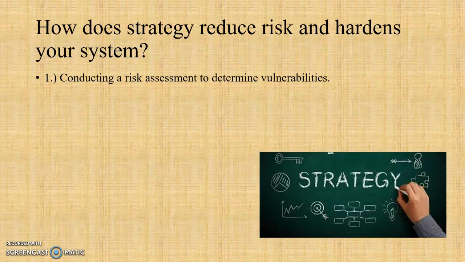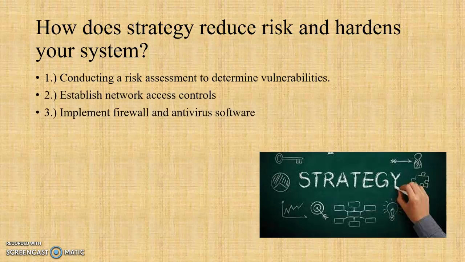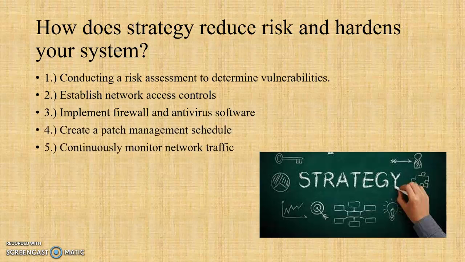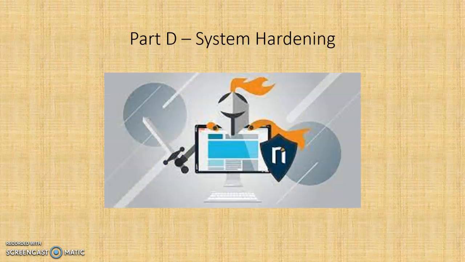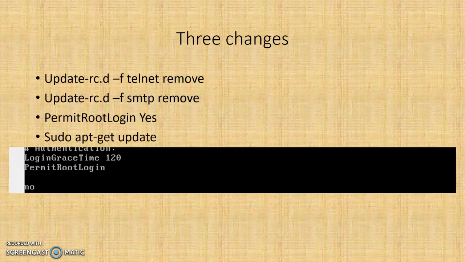A great strategy to reduce risk and harden your system includes conducting a risk assessment to determine vulnerabilities, establishing network access controls, implementing firewall and antivirus software, creating a patch management schedule, continuously monitoring network traffic, and building an incident response plan. Part D, System Hardening.